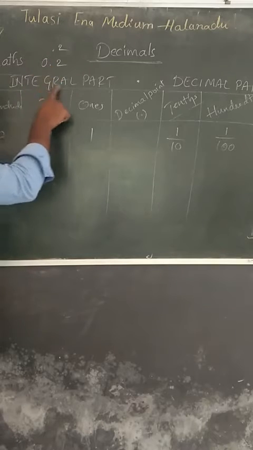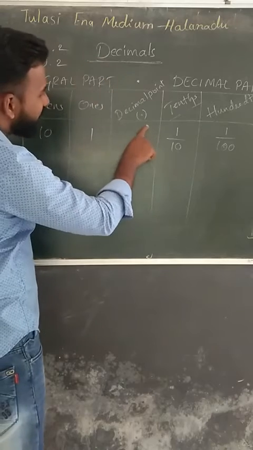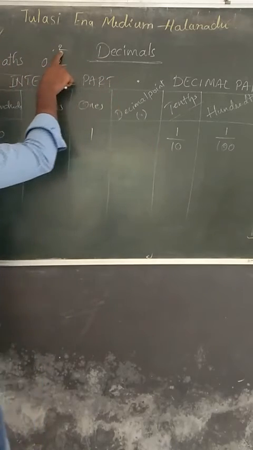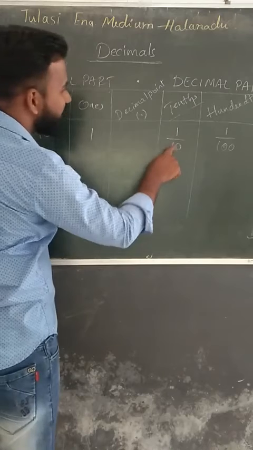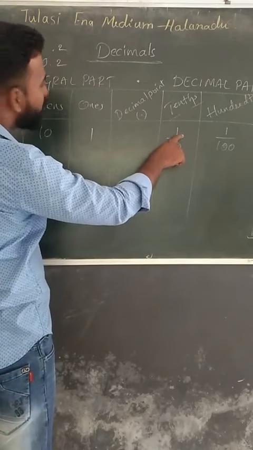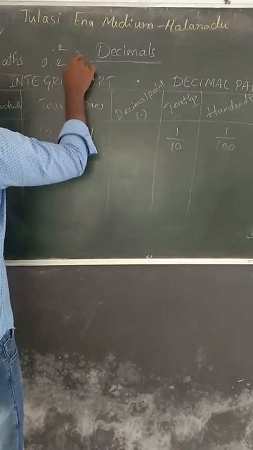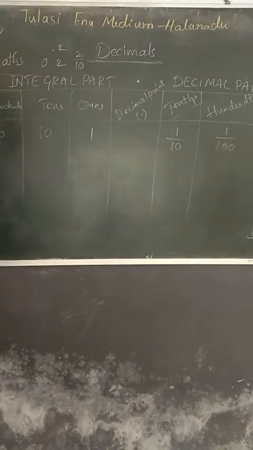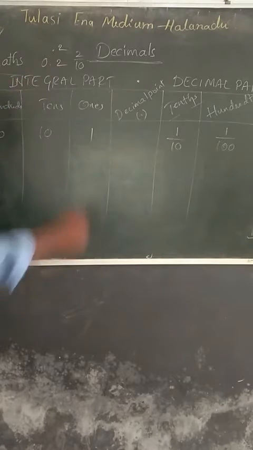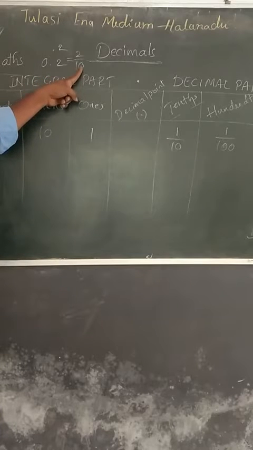In the integral part there is 0. The 2 is next to the decimal point, that is, in the tenth place. Its value is 1 by 10. There is 2, so it is 2 by 10. So 0.2 is equal to 2 by 10 in the form of a fraction.